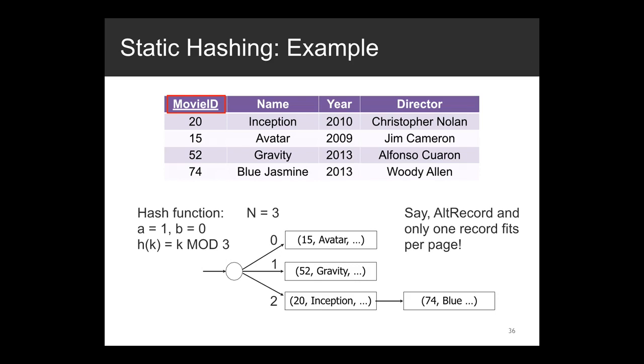You have to take 15, which is the movie ID, mod 3 is 0, and therefore 15, which is Avatar, that record will be in this bucket. Similarly, 52 mod 3 is 1, and therefore that is in this bucket. 20 mod 3 is 2, it's in this bucket. 74 mod 3 is also 2. There's no space on the primary bucket page. You add a list of overflow pages and you put this record in the overflow page. So it's a pretty simple data structure, and each one of these pages can be on disk. Some of these pages can be cached in memory, but based on the hash function, you know which page to retrieve.